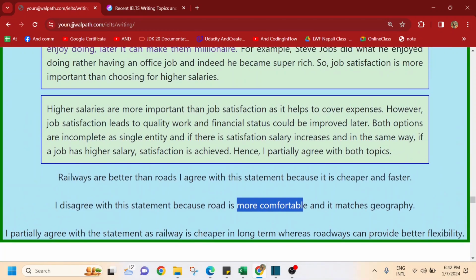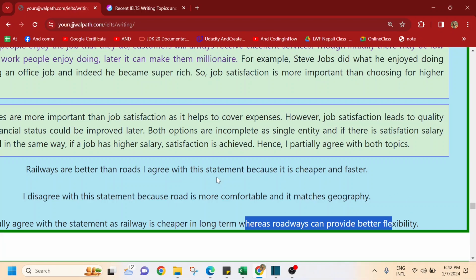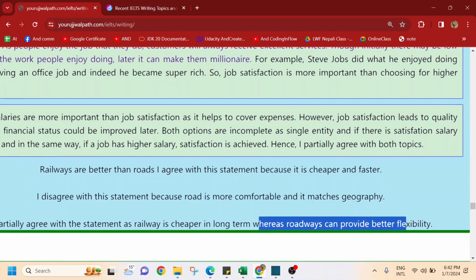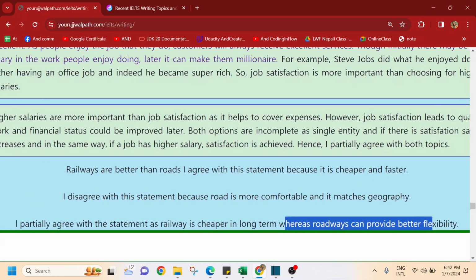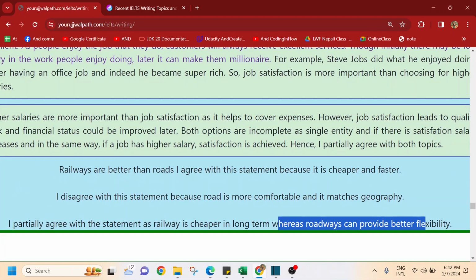Sometimes the case would be that you cannot produce 2 ideas. At that time, it's better if you go with I partially agree with this statement. If you say partially, then give a point to agree on. Railways are cheaper in the long term, whereas roadways can provide better flexibility. This is the point for disagreeing. So you can go with partially agree. If you say partially agree, agree with 1 point and disagree with 1 point.